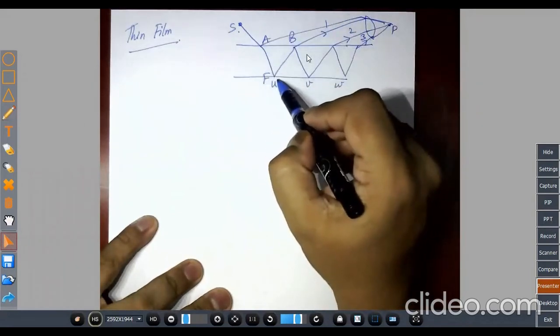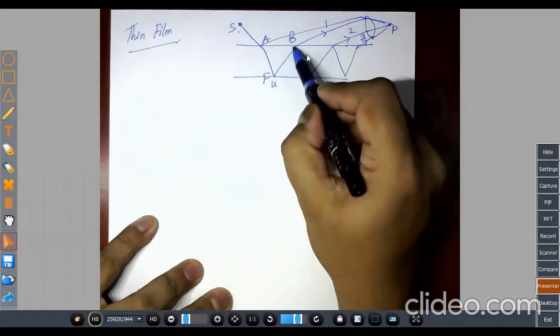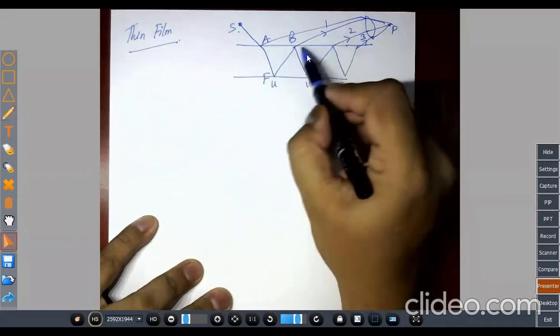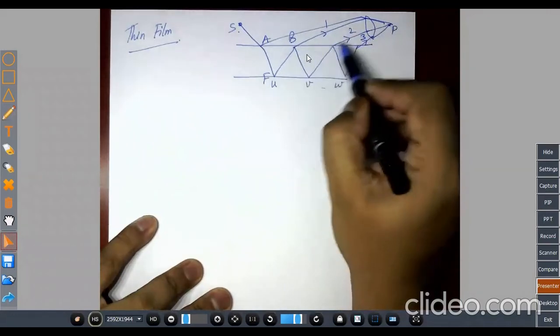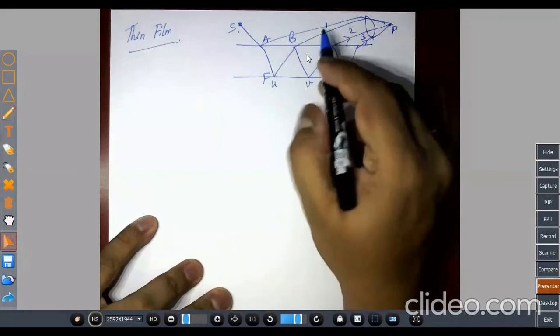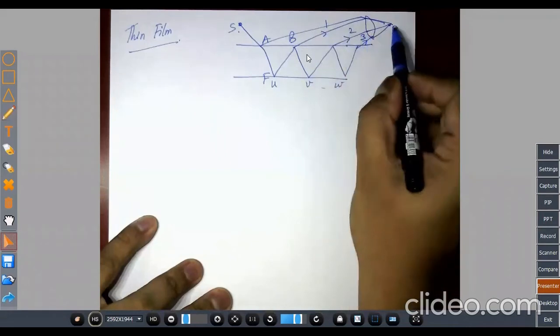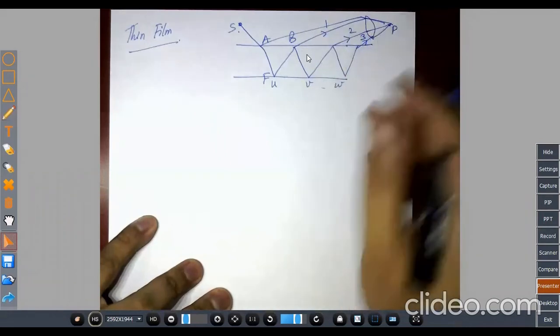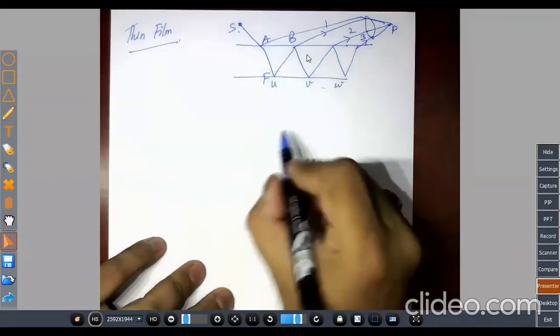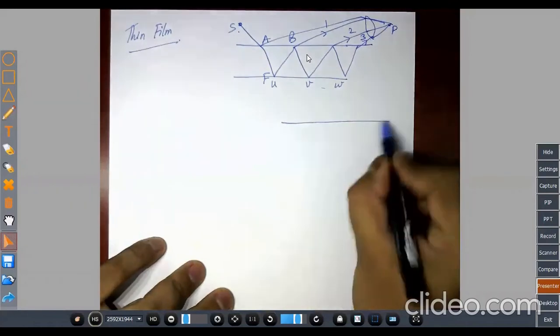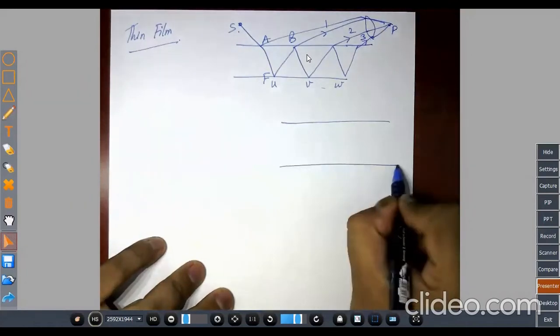Another light will come from this one. It will be incident here. Part will be reflected and part will be transmitted similarly. And all the transmitted beams will interfere with the help of a lens and give me a pattern at point P. So consider another diagram.